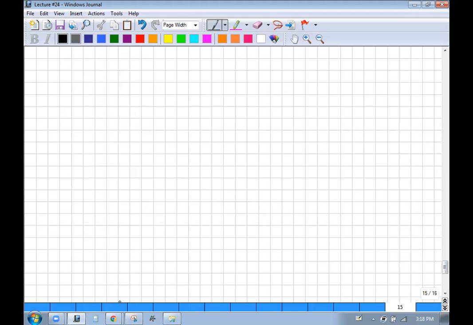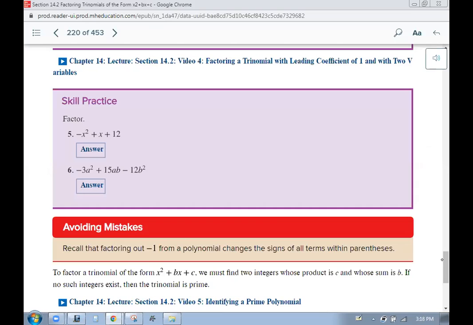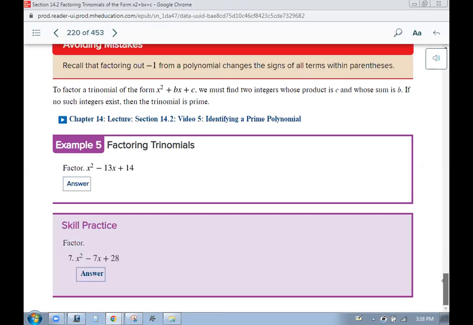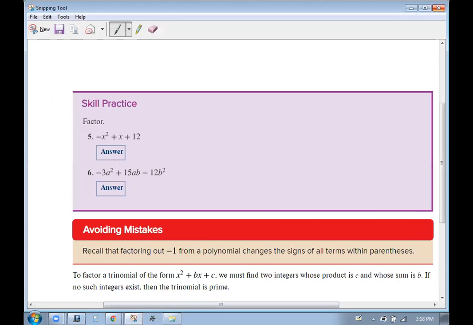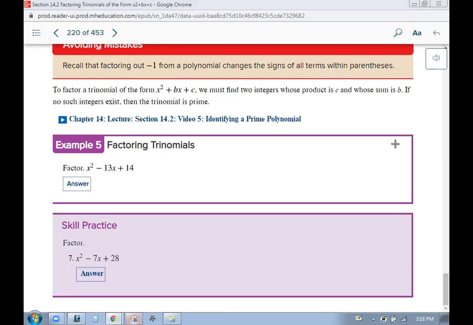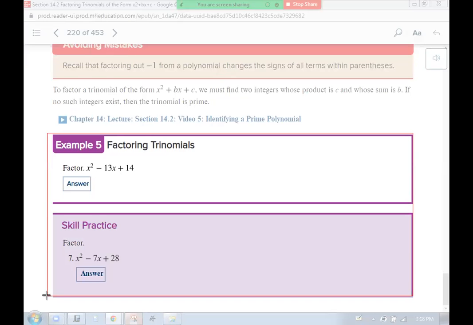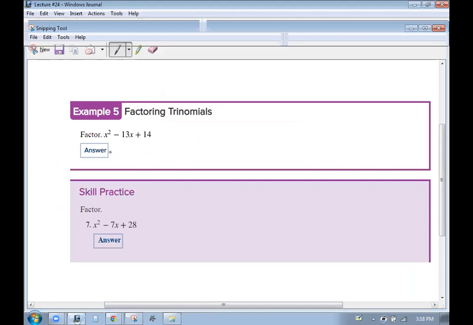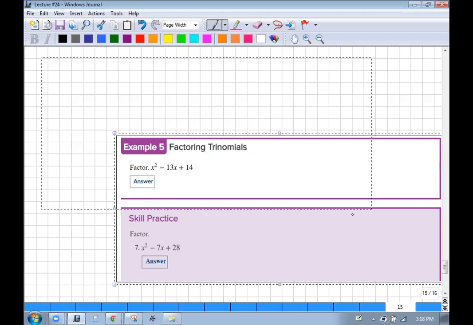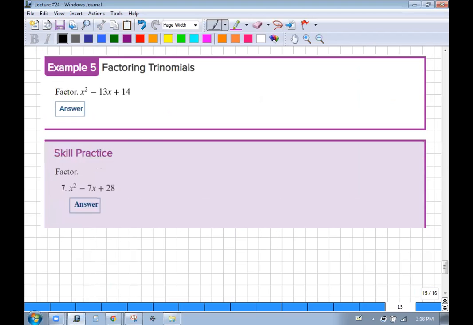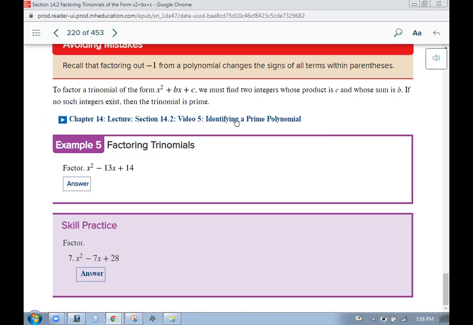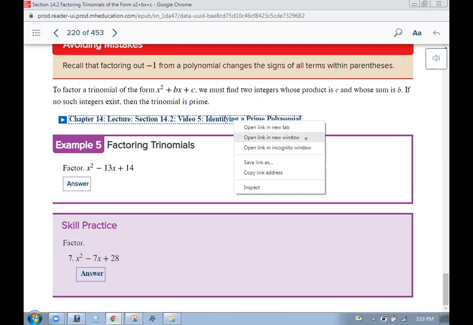All right, let's see. So identifying a prime polynomial. We'll watch this lady's video. Luckily this section is pretty short, so we have time to watch a little video here.